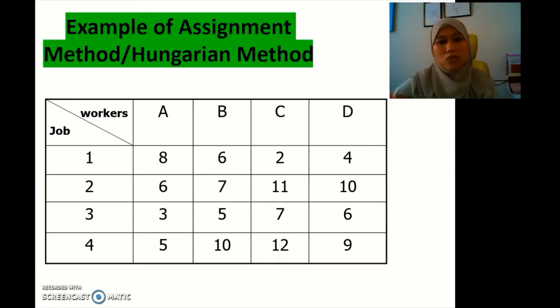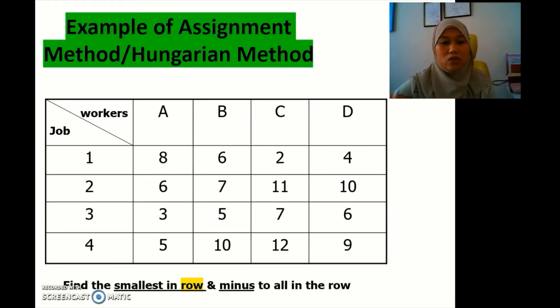Okay, now our task is to find the minimum total cost of the assignment each workers with the job here. Okay, first of all, we need to make sure that the matrix involved is balanced. It means that they have 4 rows and then 4 columns. So it's balanced, 4 times 4. Okay, next, what we need to do is to find the smallest in the row for each row, and then we need to minus the smallest number in the row with all the others.